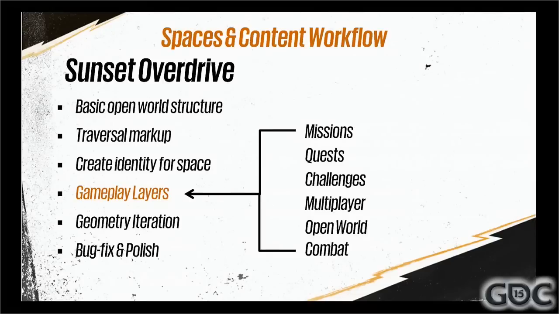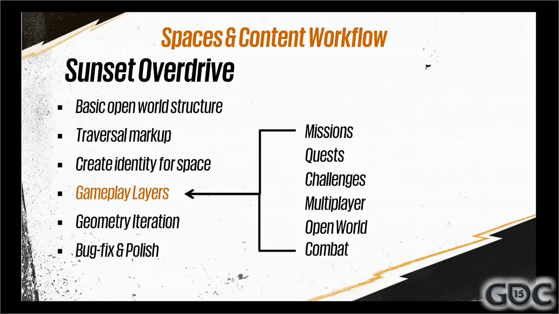So the top-down look at this spaces and content workflow for Sunset Overdrive was: you create that basic open world structure, right, with a big area. You make sure that it's connected to all the spaces. The traversal is in there. You know where your critical paths are, and art has signed off on where all the landmarks are. Then you create an identity for that space with your specialists.